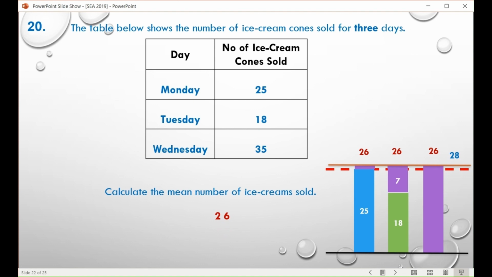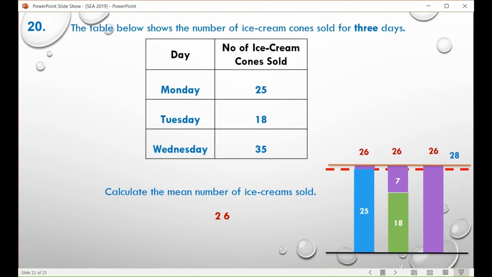So even though 25 cones were sold on Monday, 18 on Tuesday, and 35 on Wednesday, it was the same as if we sold 26 on each of the days. And that tells us our mean or average.